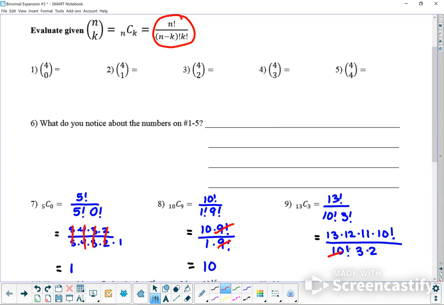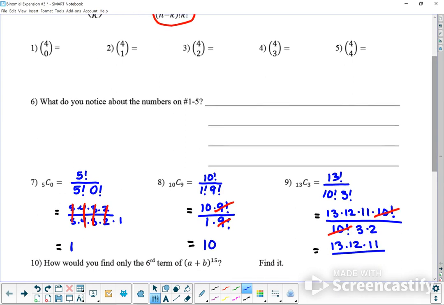So now I can just cross out 10 factorial with 10 factorial because each of them are 10 times 9 times 8 times 7 times 6 times 5 times 4 times 3 times 2 times 1, right? Which they're going to cancel each other out. So I'm going to be left with 13 times 12 times 11. And then on the bottom, it's going to be 3 times 2. And then I'm going to go ahead and combine 3 and 2 to make 6, and I'm going to cancel that with 12. That's going to leave me with 2, because 12 divided by 6 is 2.